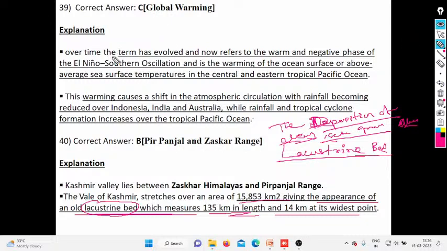Global warming विषय देखिए: over time the term has evolved and now refers to the warm and negative phase of El Nino Southern Oscillation. It is the warming of the ocean surface, or above-average sea surface temperature, in the central and eastern tropical Pacific Ocean.